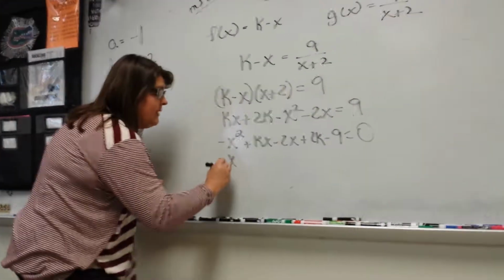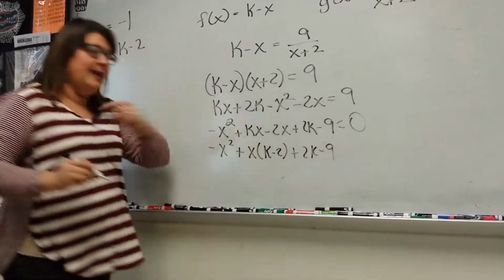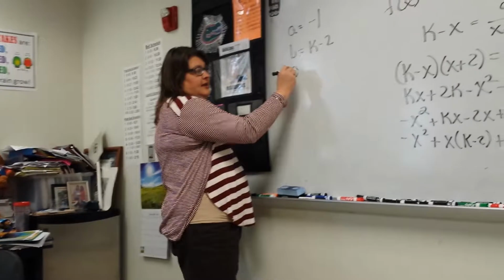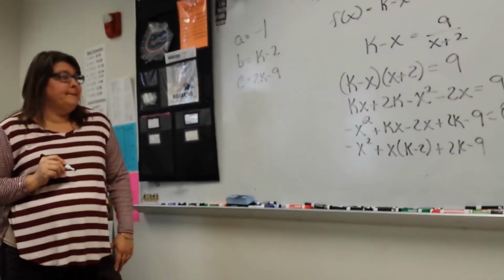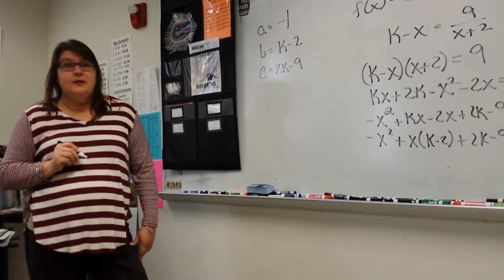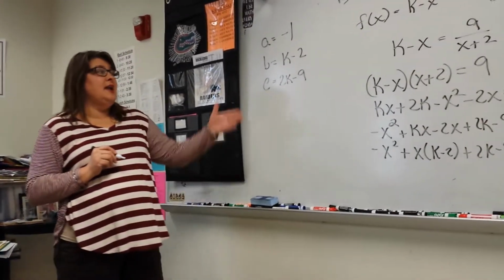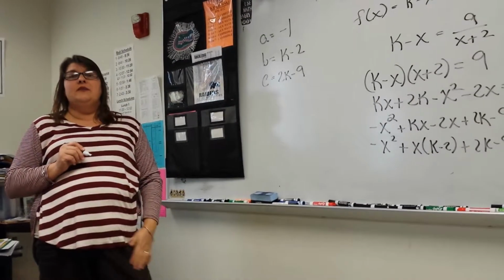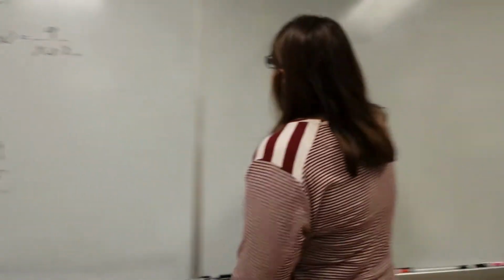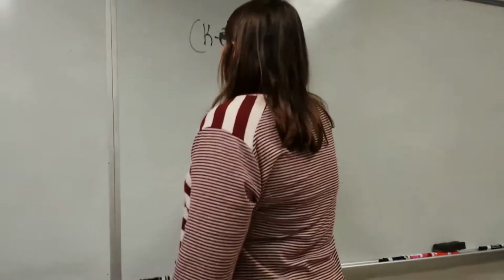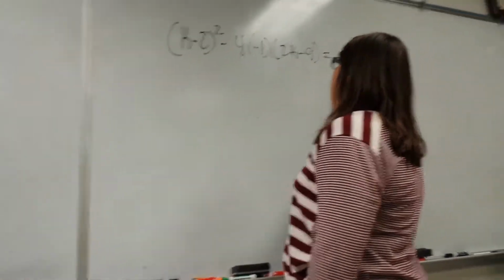Yeah, because if you look at it this way, which is what Ryan just said, factor out the x, what's left? Well, k minus 2. Okay, and then what's c? 2k minus 9. Are we good? Okay, so now we're going to use these three things in b squared minus 4ac equals 0. So b squared, so k minus 2 squared minus 4 times a times c equals 0.